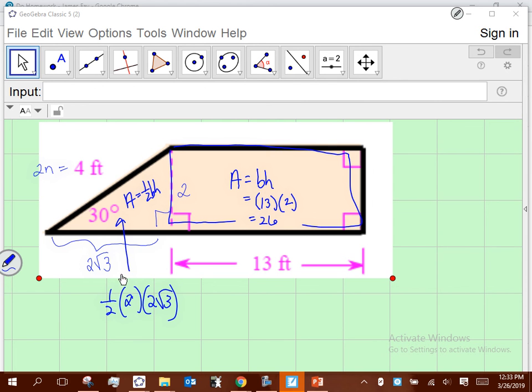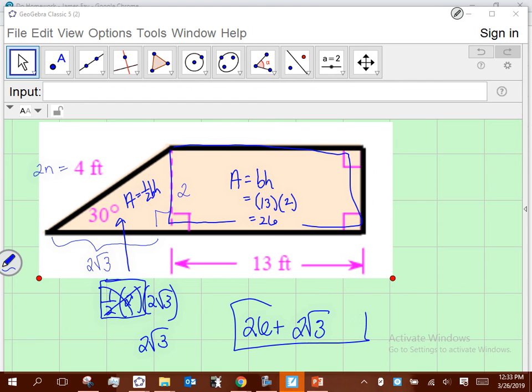Order of operations, I would just do that first. What's 1/2 times 2? 1. So let's just kind of wipe each other away, right, in terms of multiplication. So now I have 1 times 2 radical 3, which is just 2 radical 3. So if I want the area of this entire trapezoid, it's 2 radical 3 plus the 26 of the rectangle, right?